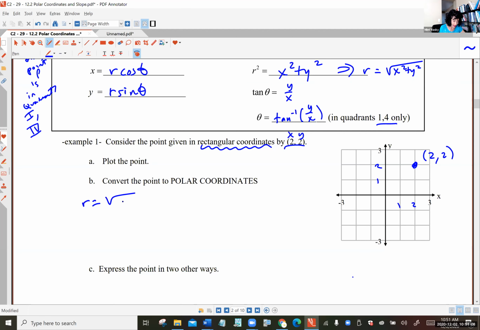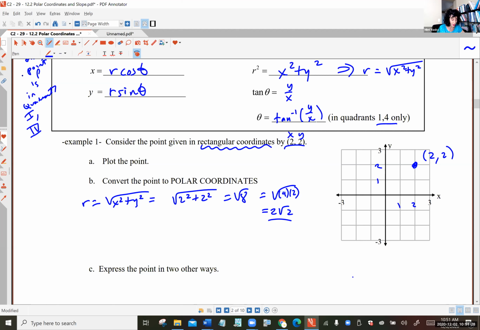Well, R is going to be the square root of X squared plus Y squared, which for us is the square root of 2 squared plus 2 squared, but that's square root of 8. And then I always like you to simplify your radicals. Since 8 is the same as 4 times 2, and the square root of 4 is 2, 2 root 2 is going to be your R.